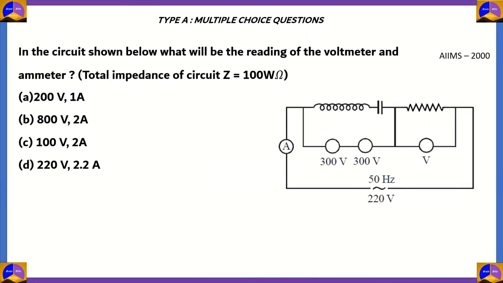Next question. In the circuit shown below, what will be the reading of the voltmeter and the ammeter? Total impedance of the circuit Z is 100 ohms.